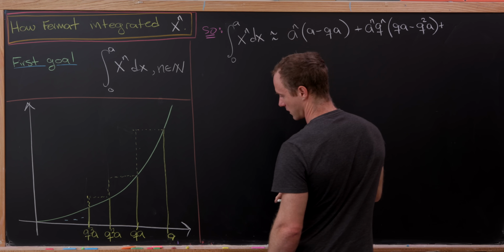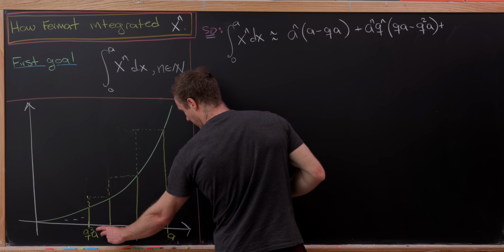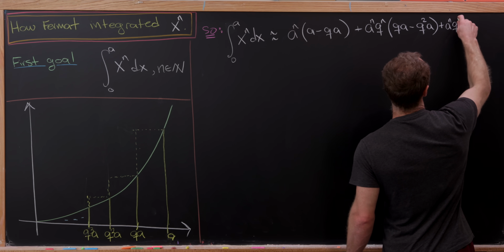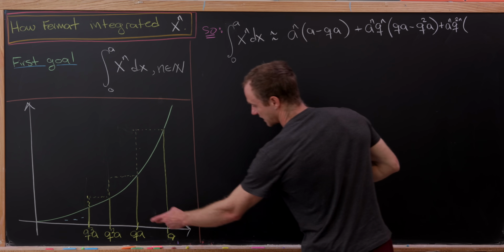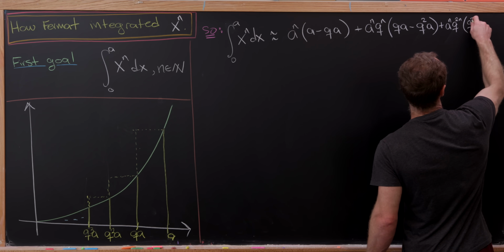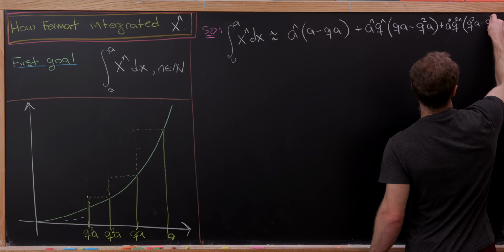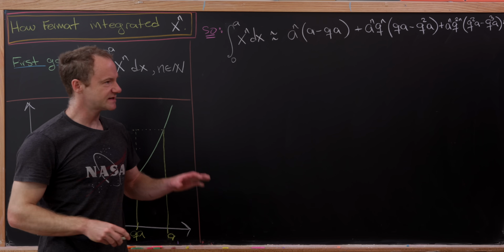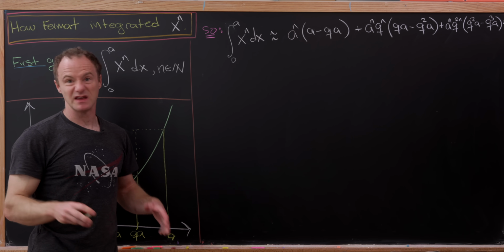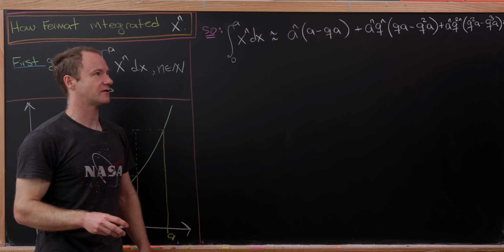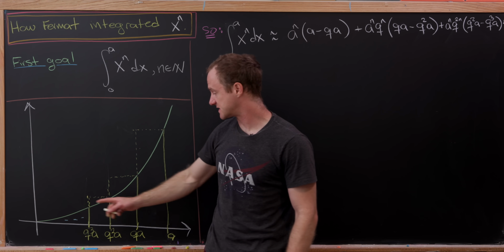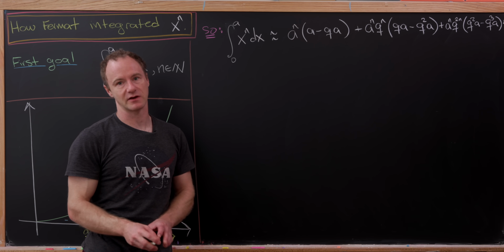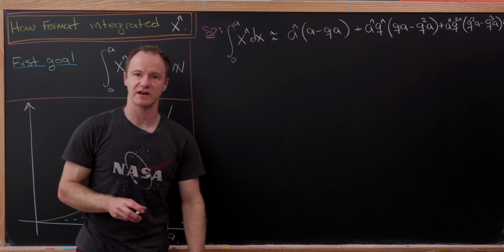And then let's put one more in there. Our next rectangle will have height q squared a all raised to the n, so that'll be a to the n q to the 2n, and then width q squared a minus q cubed a. And then that's going to continue on and on and on. Notice that even if q is maybe a half, so that's fairly far away from 1, we still get an infinite sum. So instead of, like with Riemann sums, approximating with finitely many rectangles, we're always approximating with infinitely many rectangles here.